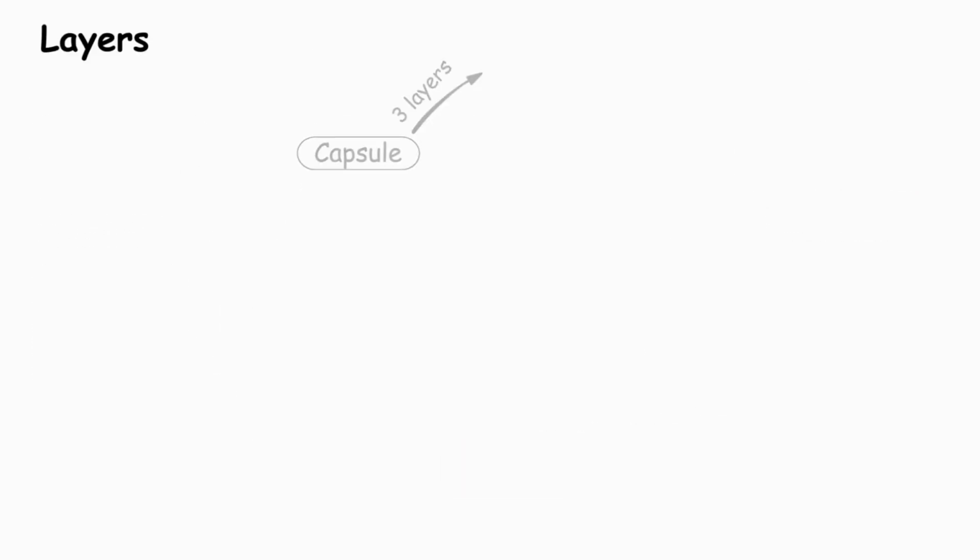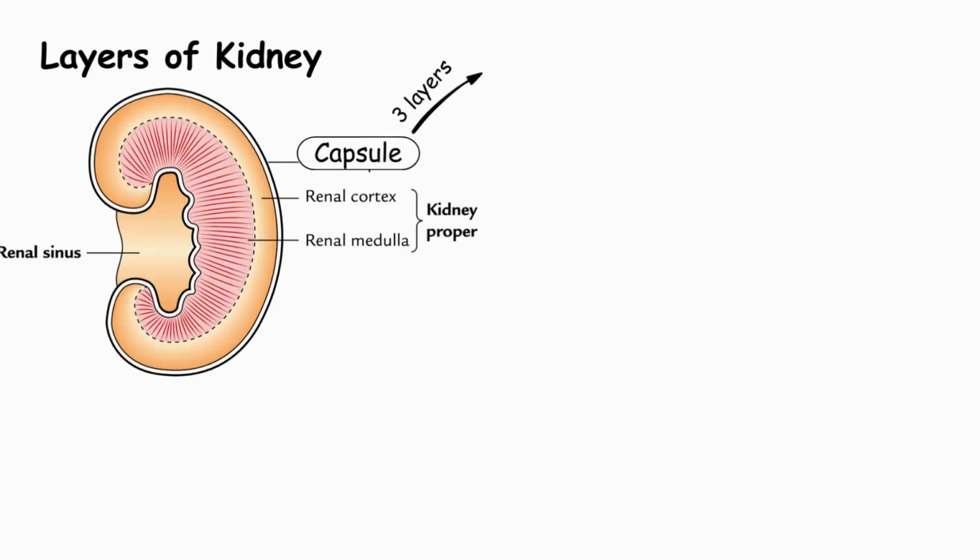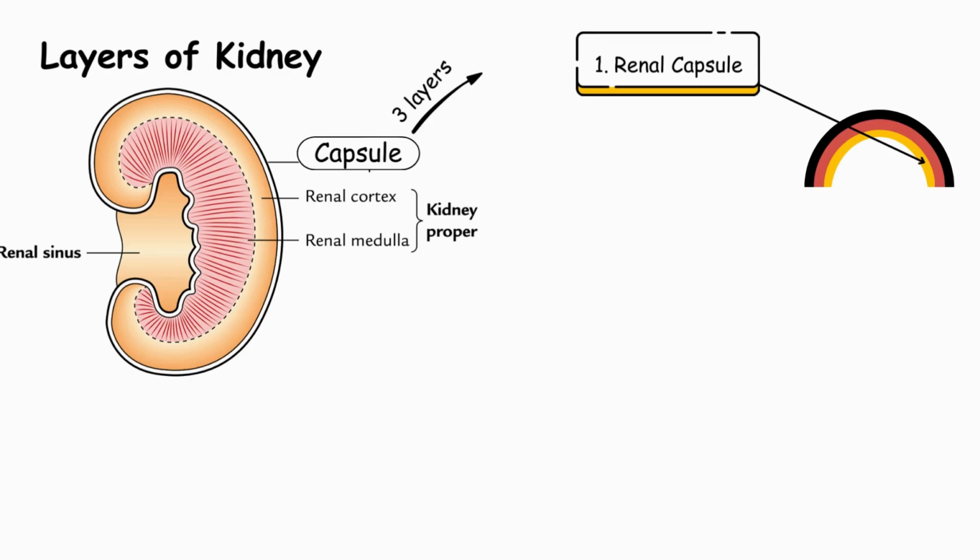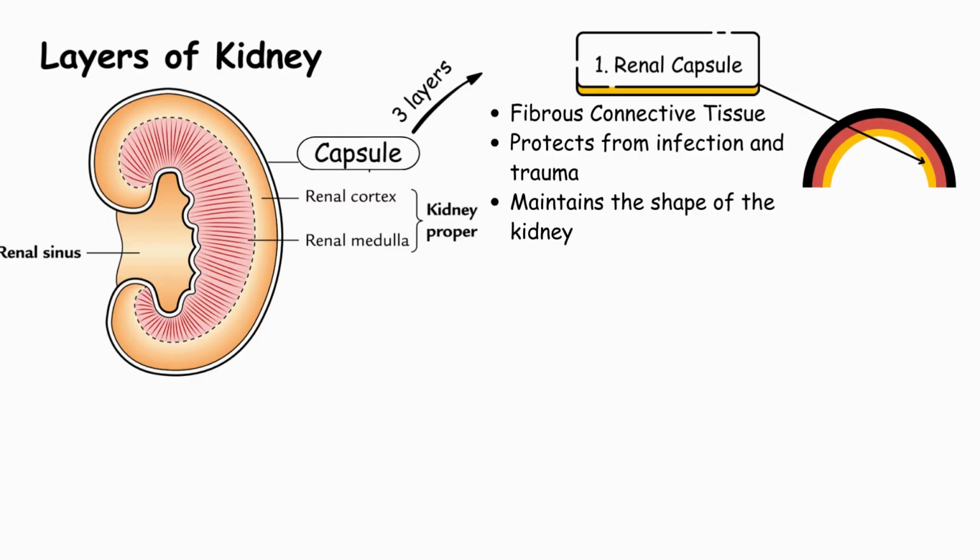It is protected by 3 layers of capsule. The first one is the renal capsule, which is the innermost layer and is also called the fibrous capsule. This layer is thin, tough, and transparent, and provides protection from infection and trauma. This also maintains the shape of the kidney.